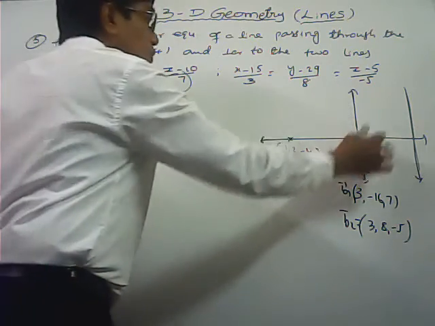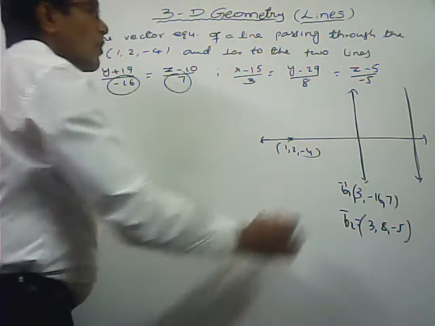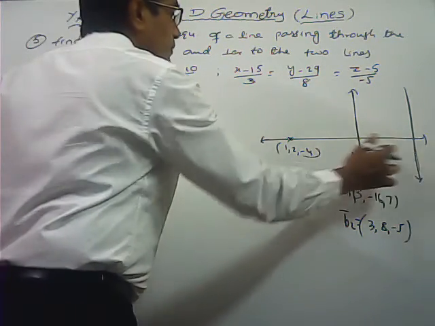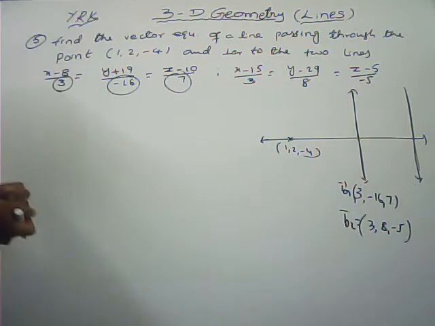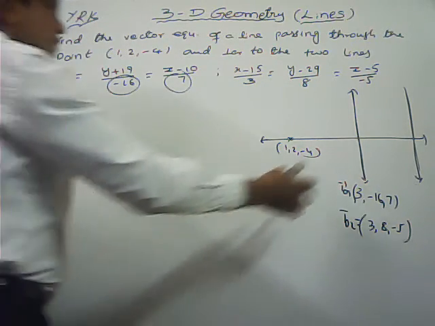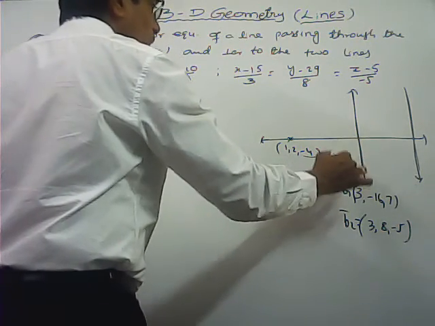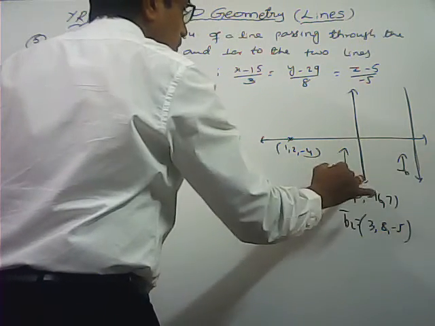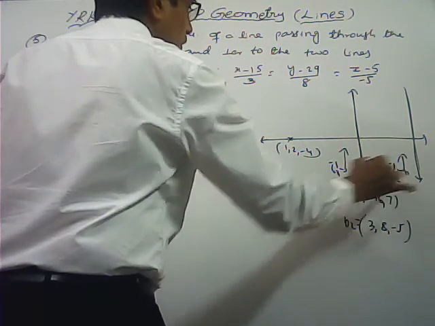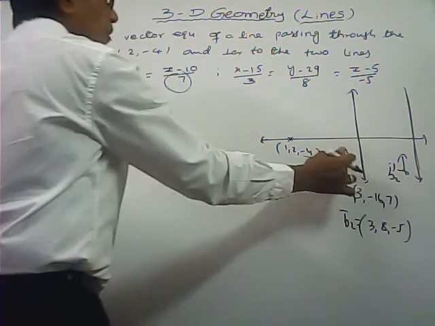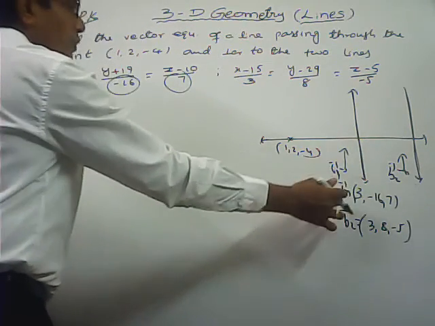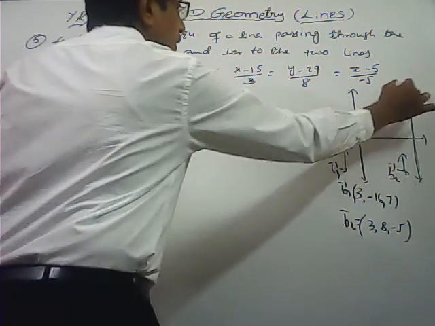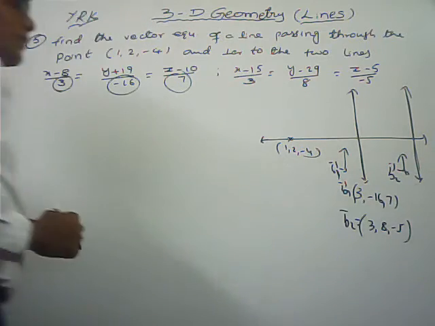Not perpendicular to these two lines. What is the equation of the line? Here is the parallel DRs of this line, and here the parallel DRs. This is b1 bar, this is b2 bar. This line is in the direction of vector b1 bar, and this line is in the direction of vector b2 bar.